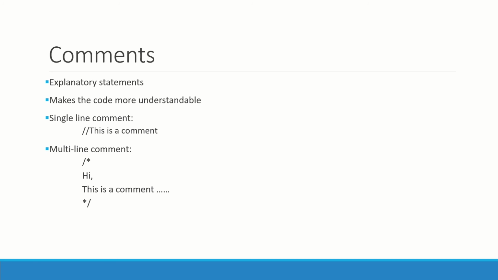As the name suggests, single line comments span a single line and they start with double slashes, whereas multi-line comments span multiple lines and they start with a slash followed by an asterisk and end with an asterisk followed by a slash.